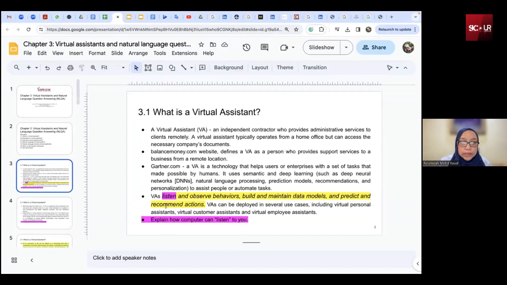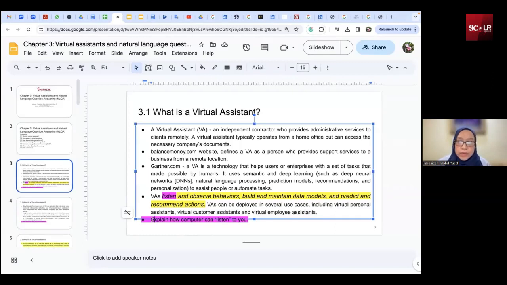Okay, just now I mentioned VA listen and observe behaviors. So can you explain what you mean? What do you think when we say that the computer can listen to you? What does it mean by listen? It will capture the way we are asking questions and our behavior based on how we are asking the question to the chatbot. Okay, what are the questions and then behaviors.